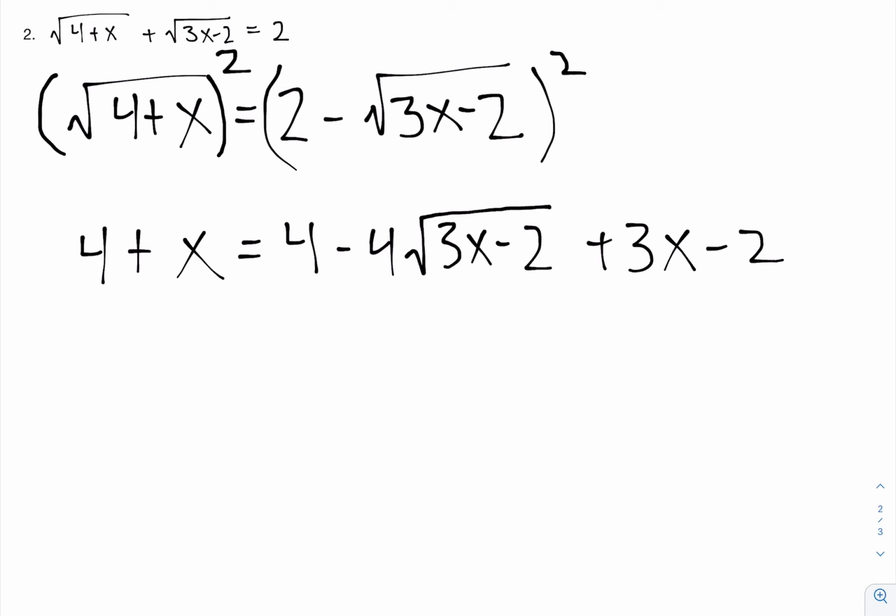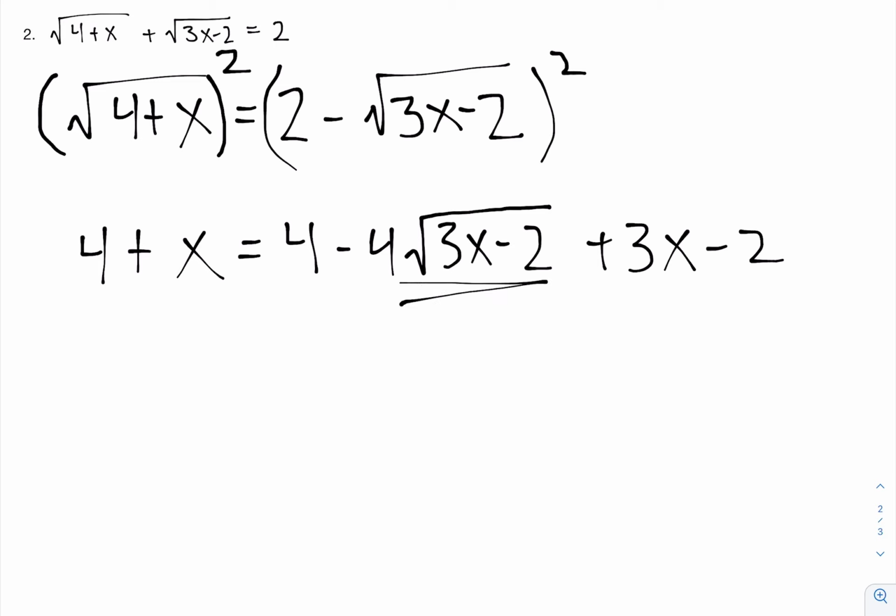Okay, so we have 4 plus x equals 4 minus 4 root 3x minus 2 plus 3x minus 2. So when we FOILed this out, we didn't completely get rid of both square roots. We got rid of this one, but this middle term, we didn't need to square it. We had 2 times root 3x minus 2 plus 2 root 3x minus 2. So we still have the square root there. And we're going to do the same method we just did.